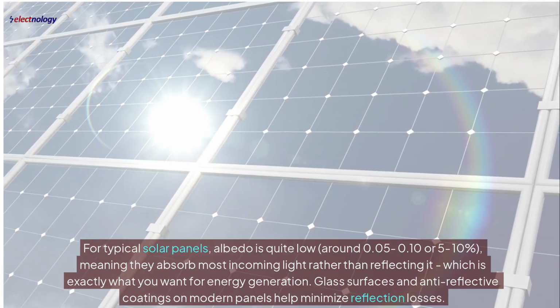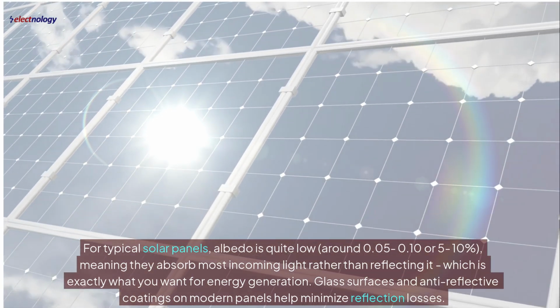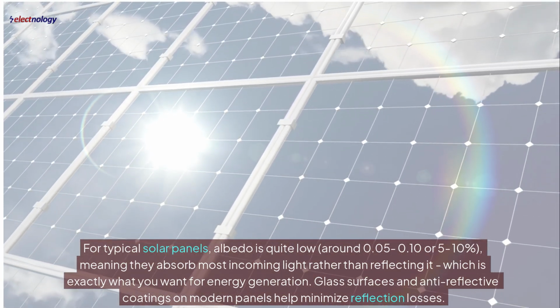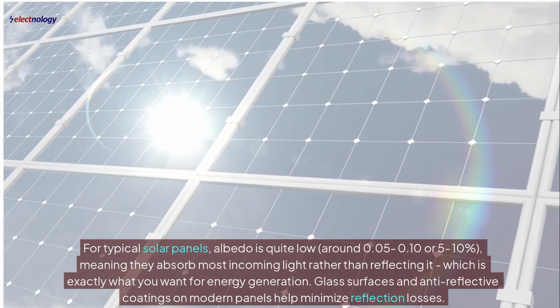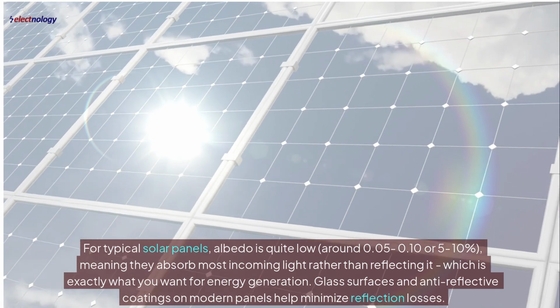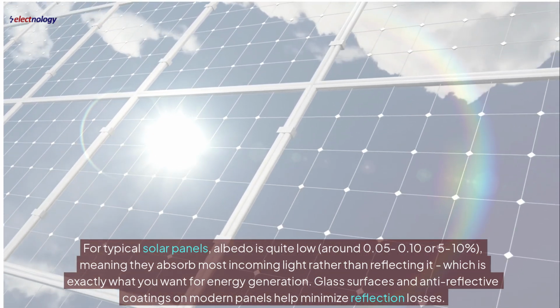For typical solar panels, albedo is quite low, around 0.05 to 0.10, or 5–10%, meaning they absorb most incoming light rather than reflecting it, which is exactly what you want for energy generation. Glass surfaces and anti-reflective coatings on modern panels help minimize reflection losses.